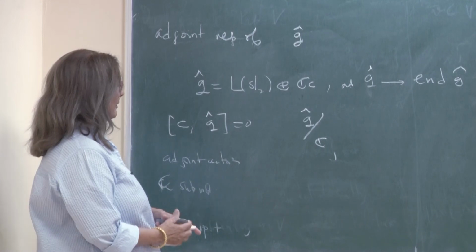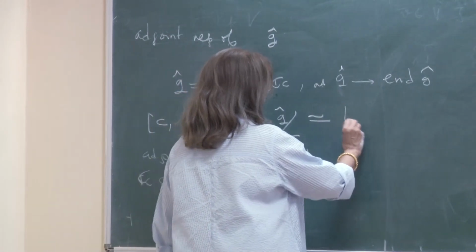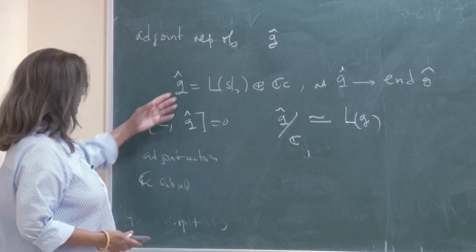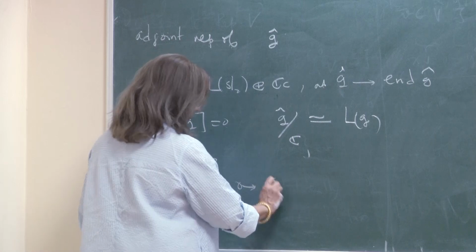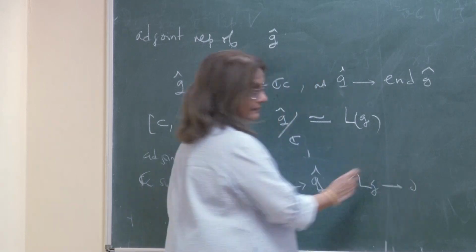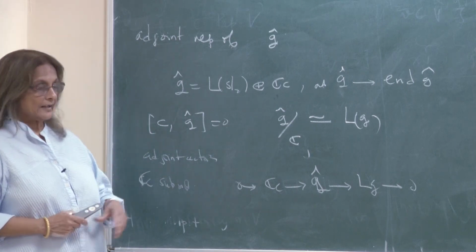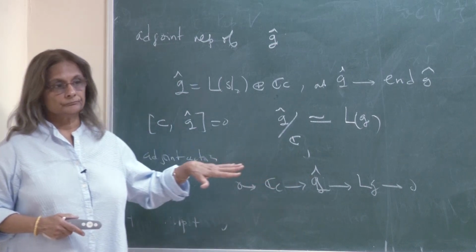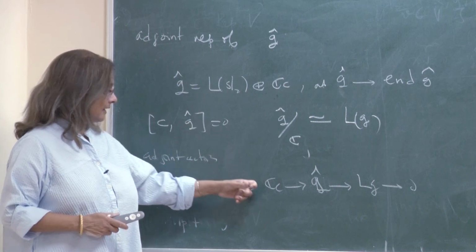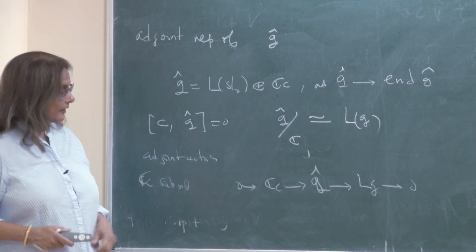And remember, I told you that this is the quotient module G hat by C, and of course we know that this is isomorphic to L of G. Then I told you that we have the short exact sequence, a non-split short exact sequence, which looks like this. So what is this telling you? What does this example already tell you? The fact that this is non-split tells you that this representation is indecomposable. Anyway, we'll come back to this.